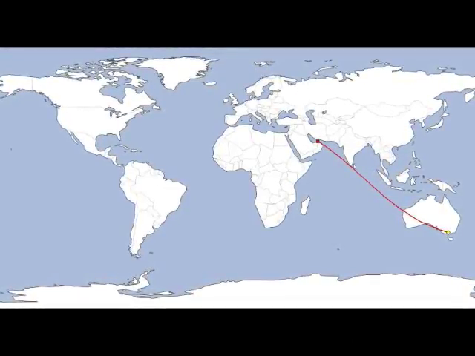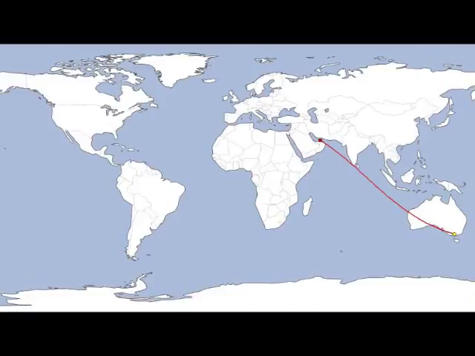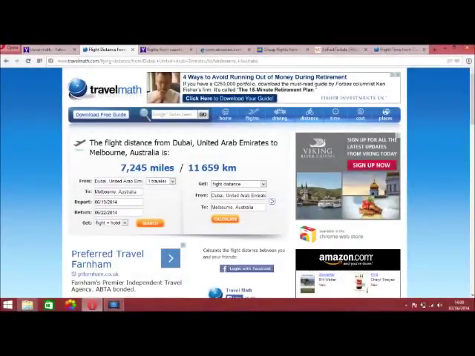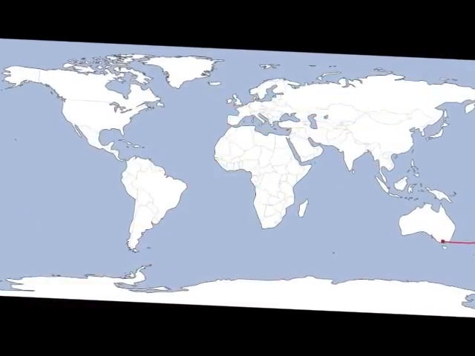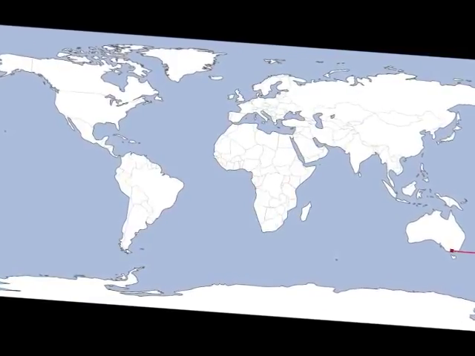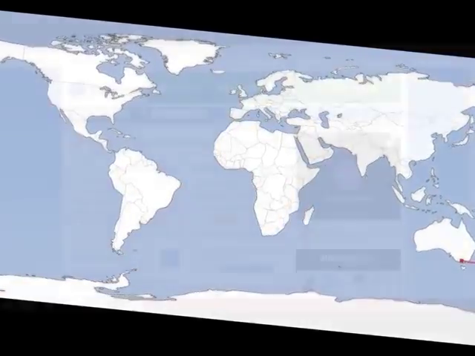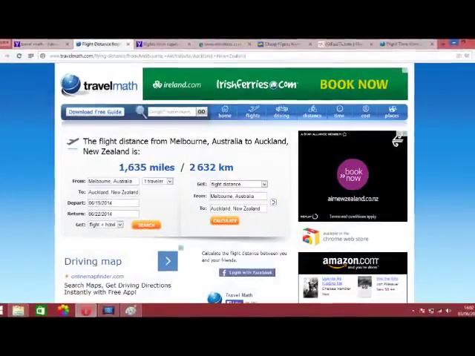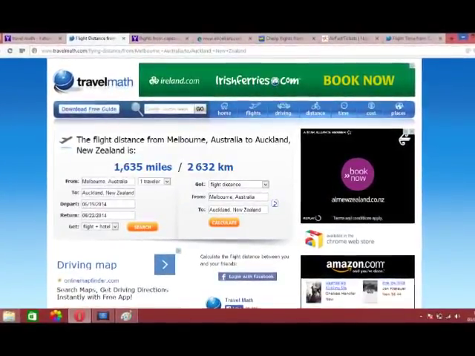Now they send me southeast to Melbourne, a mere 7,300 miles. And then finally a third leg from Melbourne to Auckland, coming in at around 1,600 miles. I'm rounding up or down to make the math easier. Regardless, the total miles for this flight is almost double what should be expected, coming in at 13,600 miles.